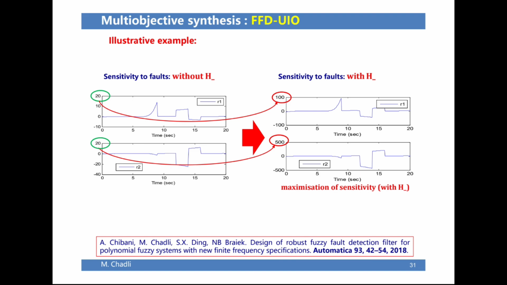The objective is only to show you that using this finite frequency domain approach, we can solve a multi-objective design problem with a less conservative result, with less conservative design conditions. Some developments can be found in this journal paper, Automatica 28, which is also a collaborative paper with some researchers and colleagues.